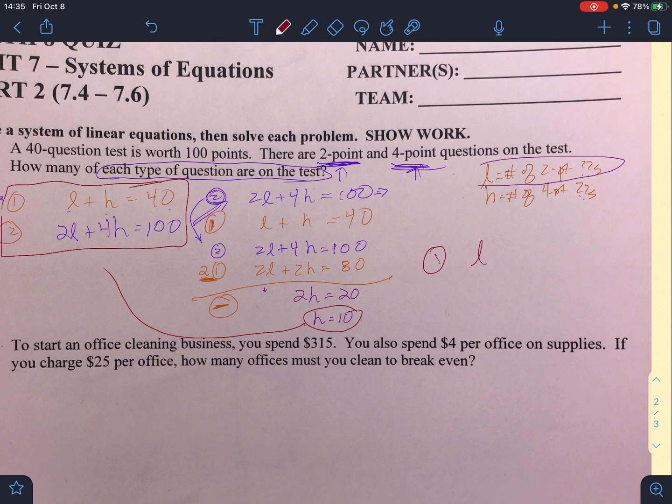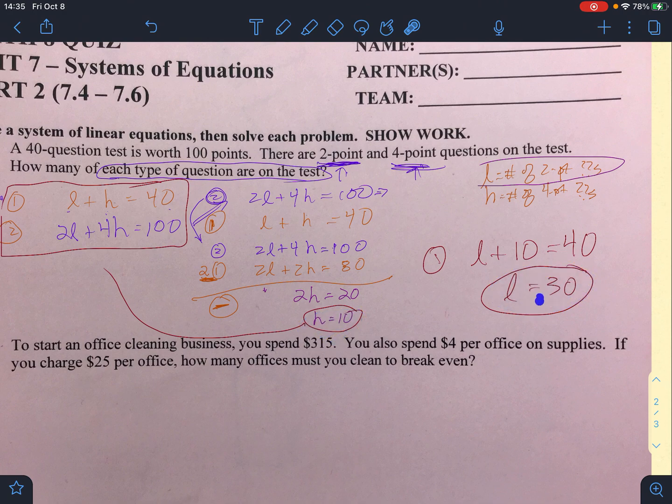So here's equation 1, but instead of writing H, I'm going to write 10. And there we go. L plus 10 is 40. That implies that L is 30. And that's the number of low questions. 30 low questions, 10 high questions.